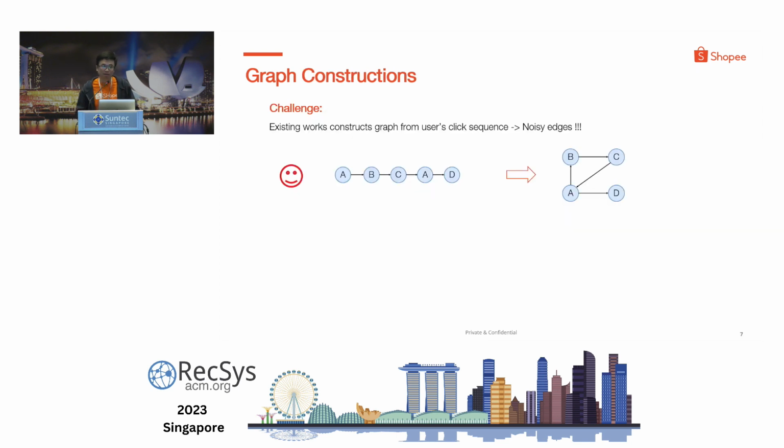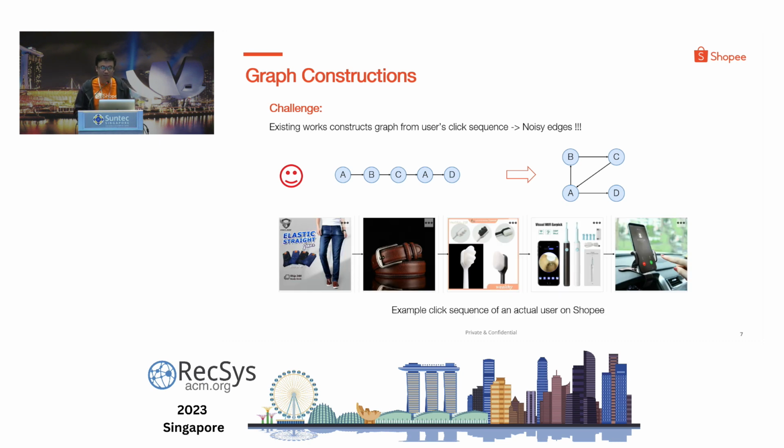The first problem is graph construction. Garbage in, garbage out. If your graph is bad, then no matter how good your model architecture is, the final result will be bad. Most existing work constructs the graph from user click sequences. That means if your click sequence is A, B, C, D, then you will form a link from A to B, B to C, then C to D. However, for e-commerce, this kind of logic will result in very noisy edges.